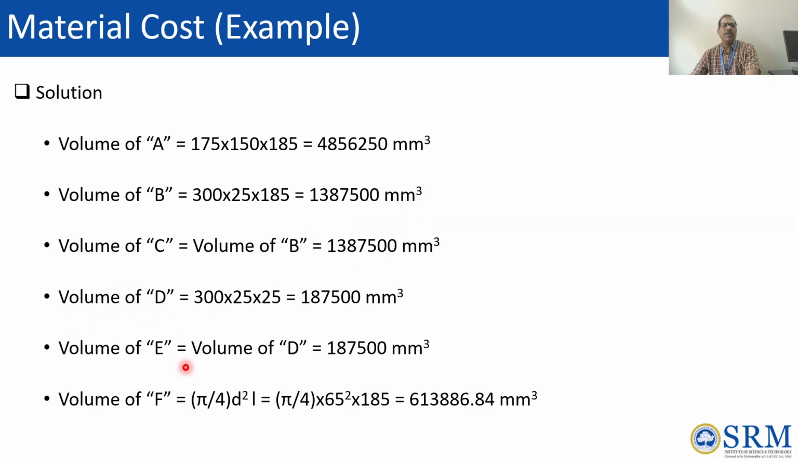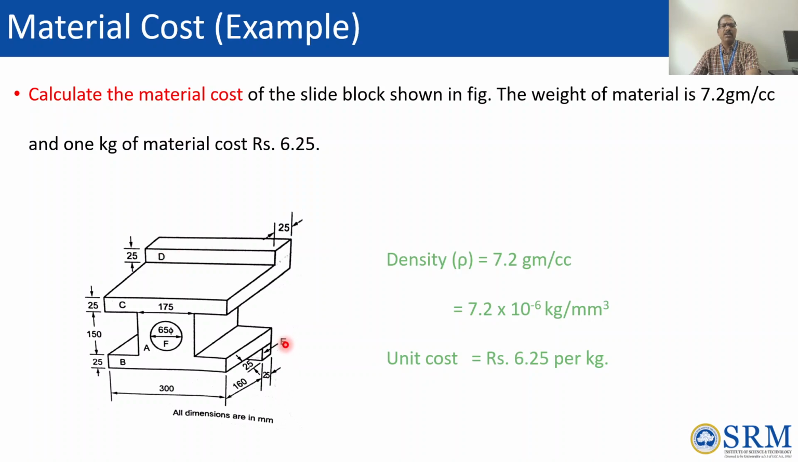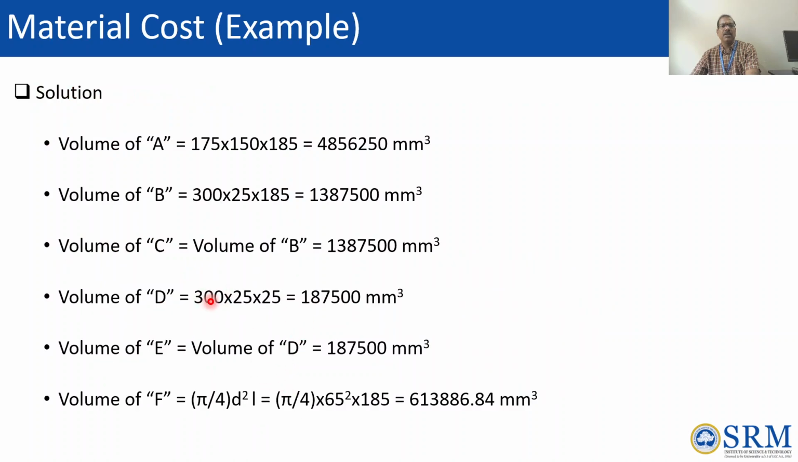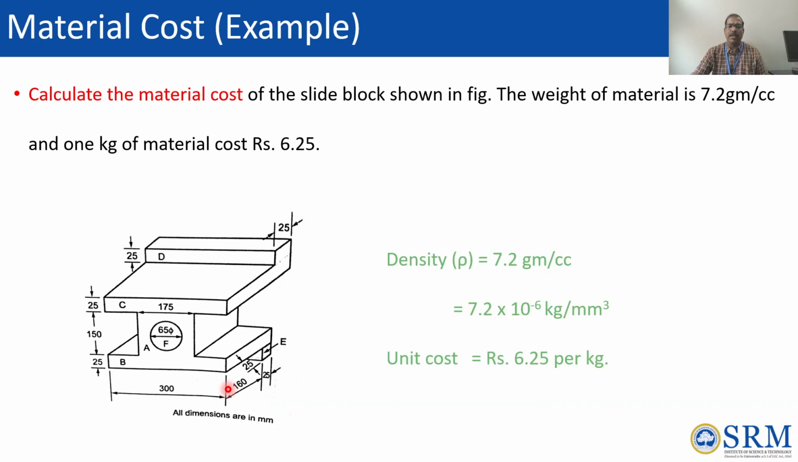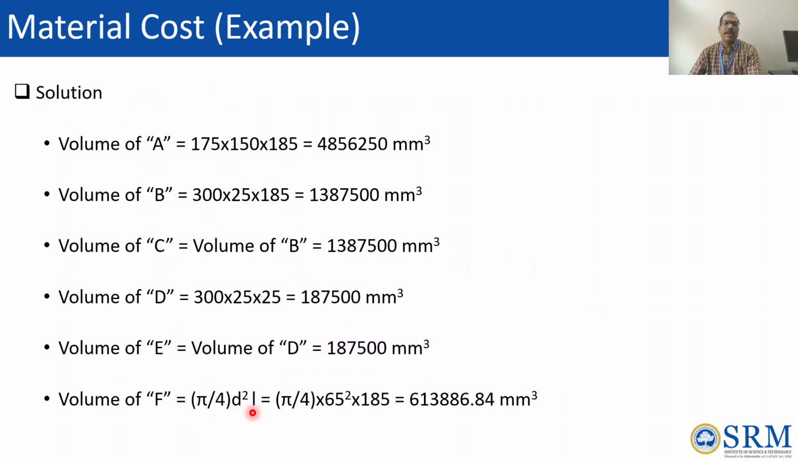Volume D and volume E are the same, like 300 cross 25 cross 25. Volume F is the cylinder in the middle, with a 65 diameter and a length of 185. So the volume is pi by 4 times d squared times L, where 65 is the diameter and L is 185. So we calculate the volume.